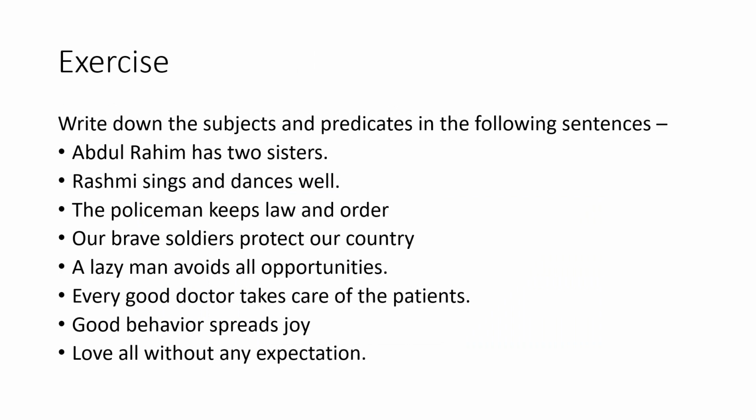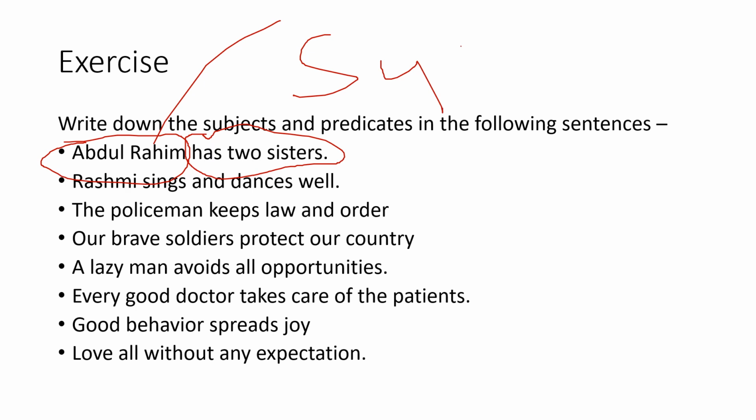All right. Now, here's a small exercise for you guys and ladies out there. So write down the subjects and the predicates in the following sentences. Okay. So let me just solve the first one for you guys. Now here, Abdul Rahim is the subject. Now, what are we saying about the subject? It says that Abdul Rahim has two sisters. So that is the predicate. So this is the subject, right?